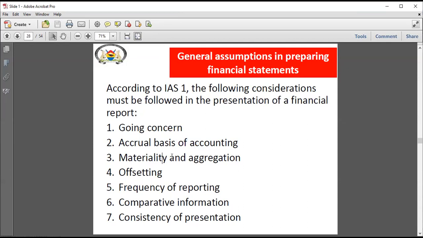Then materiality and aggregation. Anything is material if its omission or inclusion would affect any economic decisions that are made on the basis of financial information. So I'll give you an example. What materiality brings in here is that anything that is material should be included in the financial statements. And not only materiality, but we also have an aspect of aggregation. Now, aggregation, I'll give you an example.